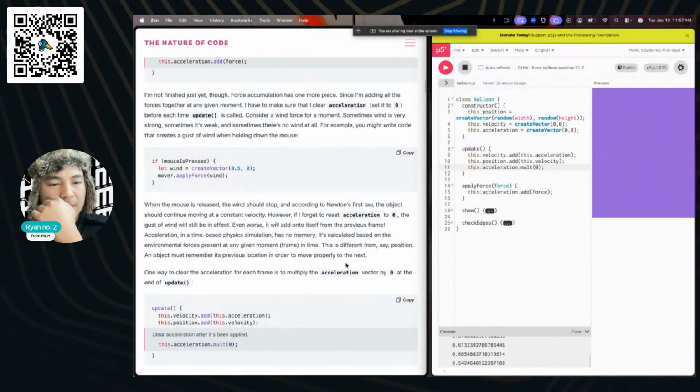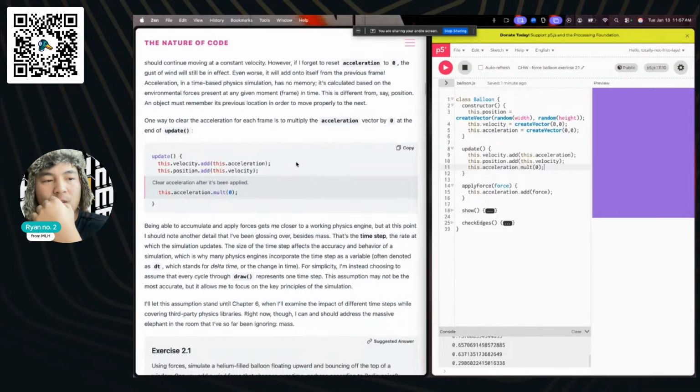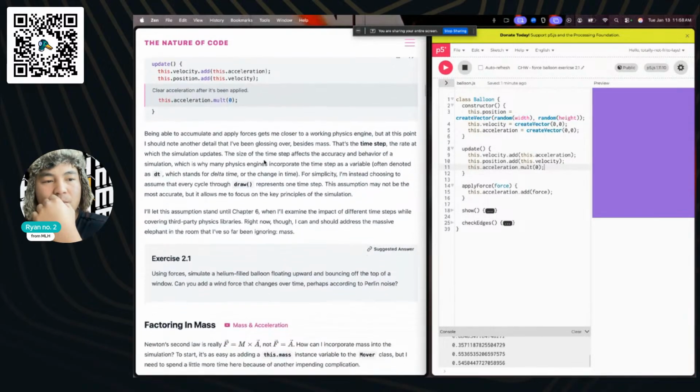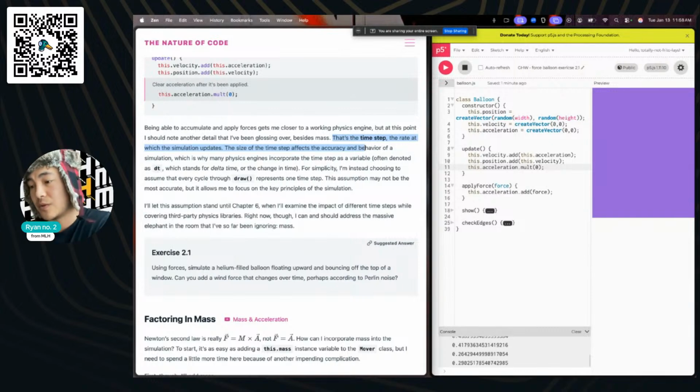One way to clear the acceleration each frame is to multiply the acceleration vector by 0 at the end of updates. Being able to accumulate and apply forces gets us closer. We're missing the time step. The time step is the thing that I just added in, actually, using the frame counts. This is the rate at which the simulation updates.